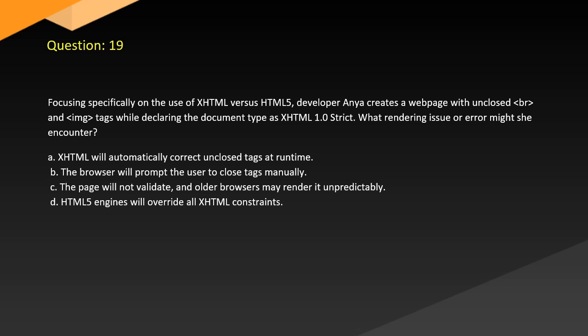A. HTML will automatically correct unclosed tags at runtime. B. The browser will prompt the user to close tags manually. C. The page will not validate, and older browsers may render it unpredictably. D. HTML engines will override XHTML constraints.